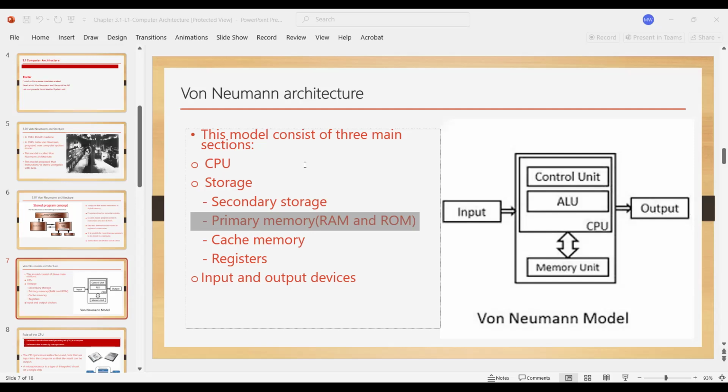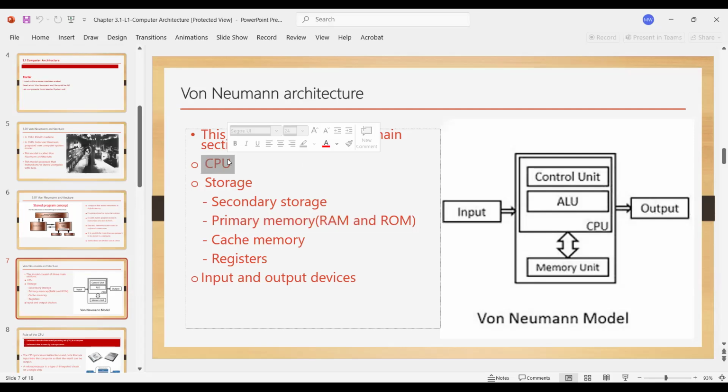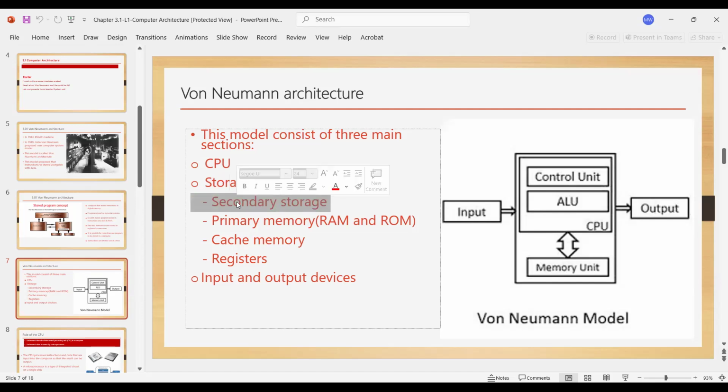execution of the programs. So von Neumann architecture gave you this idea that you must have a central processing unit. Along with a central processing unit, you should have something to work on in terms of storage. You should have a secondary storage. You should have a primary memory such as RAM and ROM, and the third part is your cache memory.